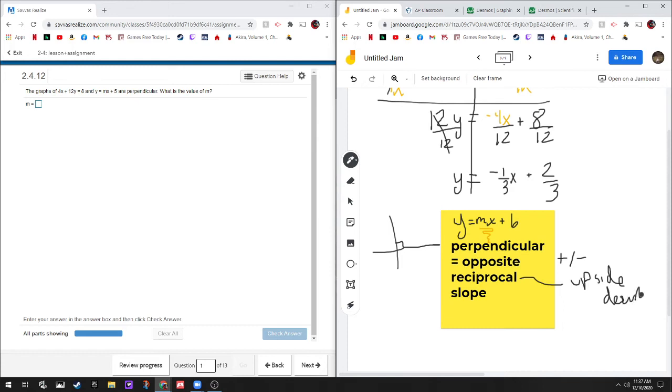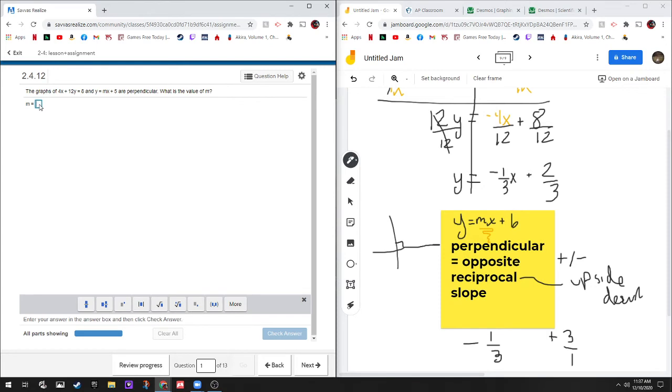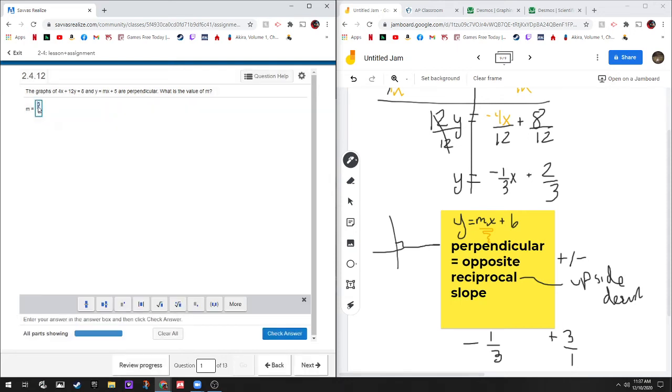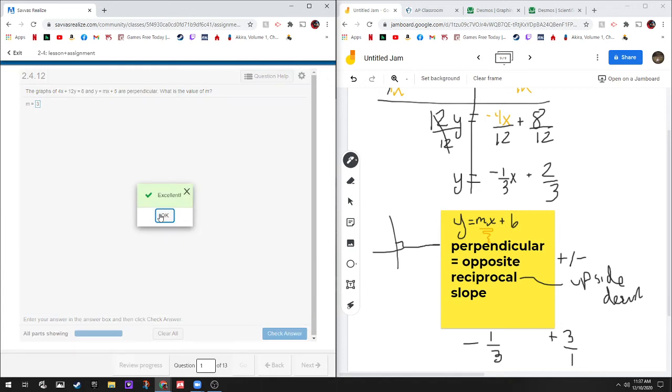So our original slope was negative 1/3. Our reciprocal and opposite slope was positive 3 over 1. But if I try to write positive 3 over 1, it's going to yell at me because it hates me. "Although your answer is equal to the correct answer, it is not in the correct form." 3 over 1 simplifies to just 3, so I can just write that as 3. Excellent. All right, let's move on.